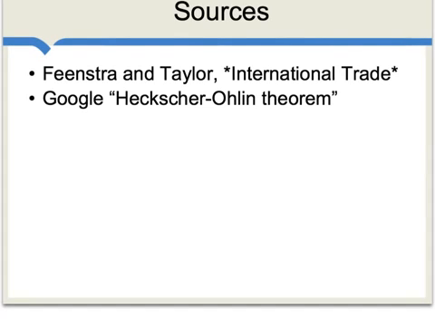For sources, we very much recommend the treatment in the Feenstra and Taylor text, International Trade, and indeed we have borrowed very directly from their PowerPoints. Also, if you don't have access to that book, you can just Google Heckscher-Ohlin theorem to find some similar treatments.